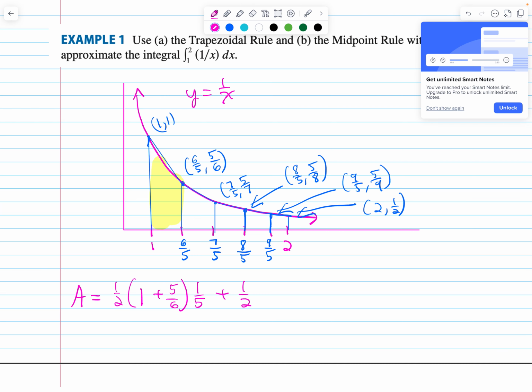My second trapezoid, one in green, to indicate that it's different from the one in yellow, is going to be 1/2 times 5/6 plus the other side, which has a height of 5/7. Close that parentheses there, times the same delta x of 1/5.